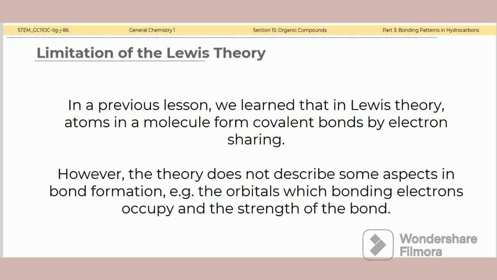Limitation of the Lewis theory. In our previous lesson, we learned that in Lewis theory, atoms in a molecule form covalent bonds by electron sharing. However, the theory does not describe some aspects in bond formation. Example given, the orbitals which bonding electrons occupy and the strength of the bond.